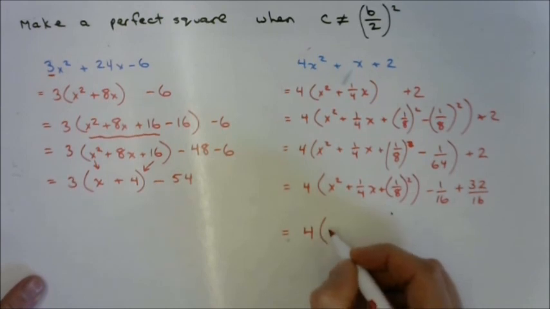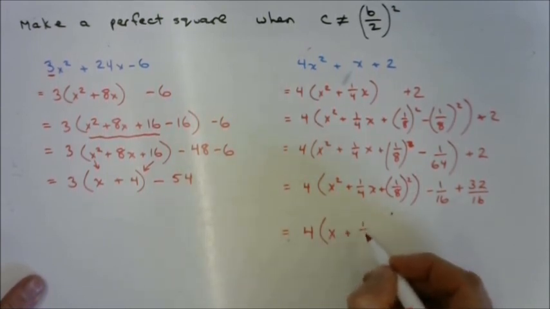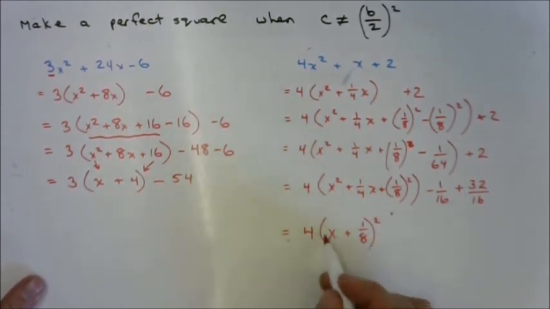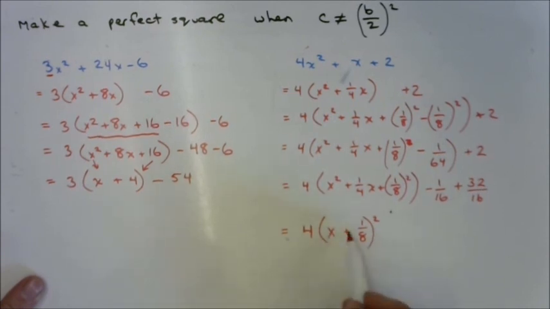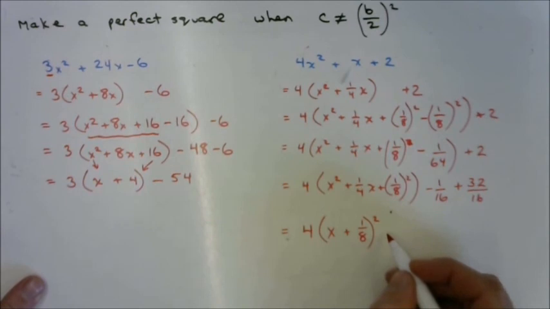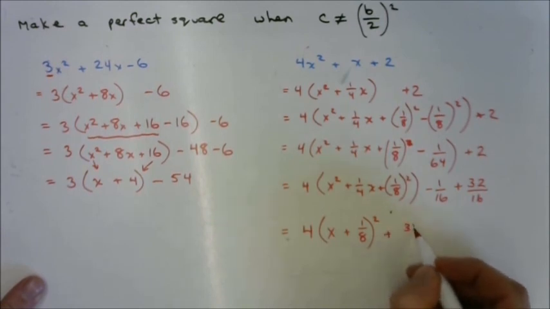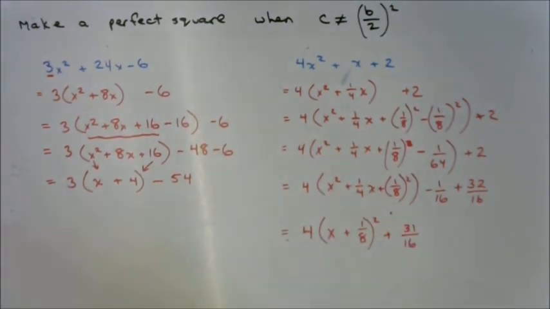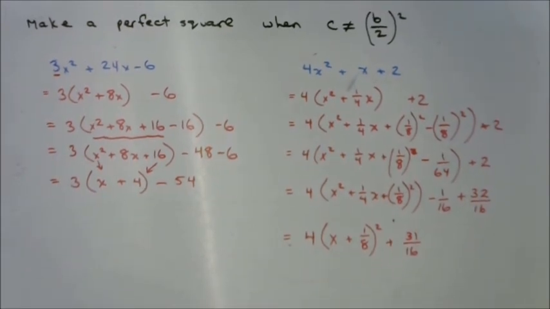And now I can wrap this thing up. I've got x plus 1 over 8 squared. That's my binomial squared. All of the information here is also contained here. They have the exact same value. And now I have plus 31/16. Okay? That square is complete, and it's now in vertex form, so you know where the vertex is.